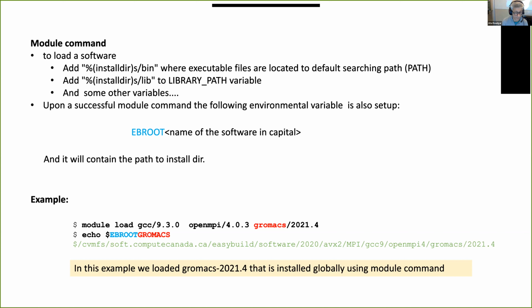Here is an example. If you load GROMACS, as you can see in this example, it depends on the GCC compiler and OpenMPI. So if you load GCC, OpenMPI, and GROMACS and display the environmental variable called EBROOTGROMACS, all in capital, the output would be where GROMACS is installed. In this example, you will see that it is on the CVMFS. So you load a GROMACS which is globally installed.